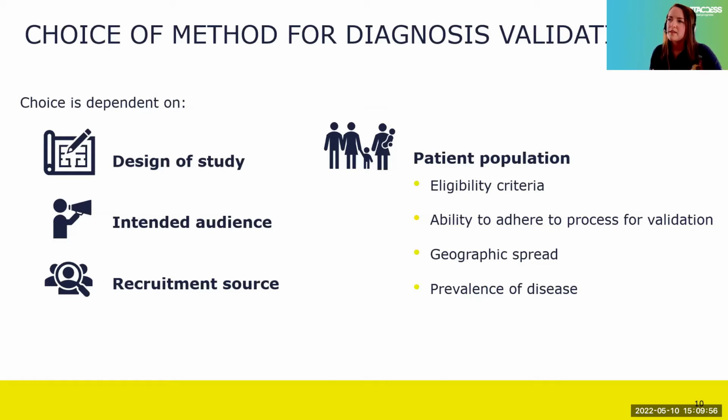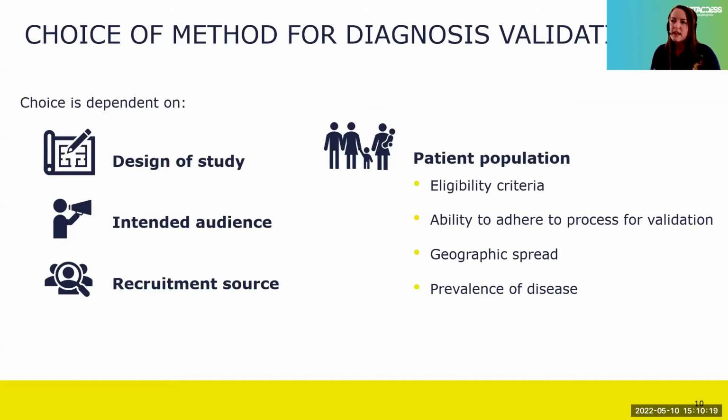We would also think about the patient population of interest and consider this on an individual study basis. So by that, we mean things like the eligibility criteria. What kind of eligibility criteria are going to be defined for the study? Are those criteria things that we can expect participants, whether they're patients or caregivers, to be able to report themselves?